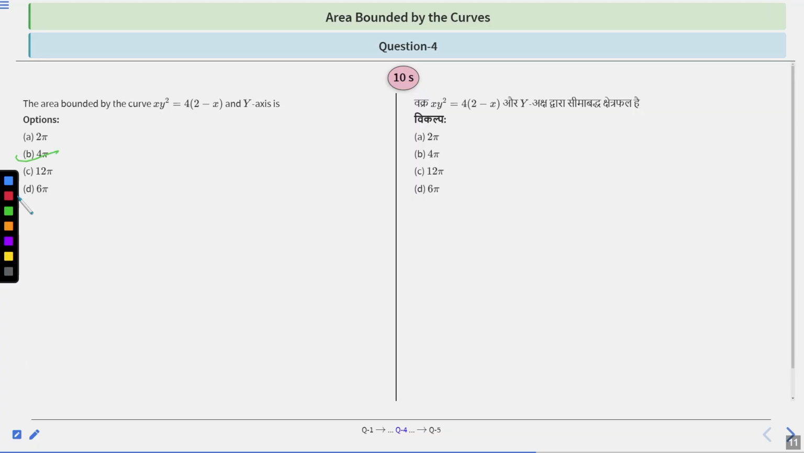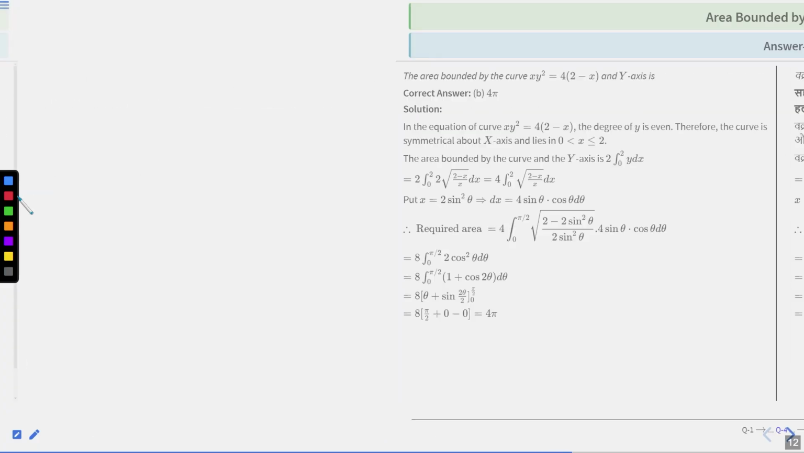Therefore, area should be 4 pi. Okay, let's move to the next question.